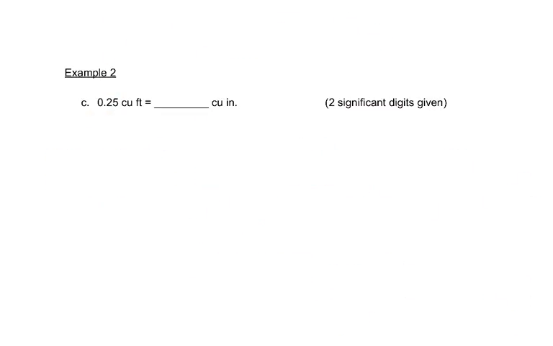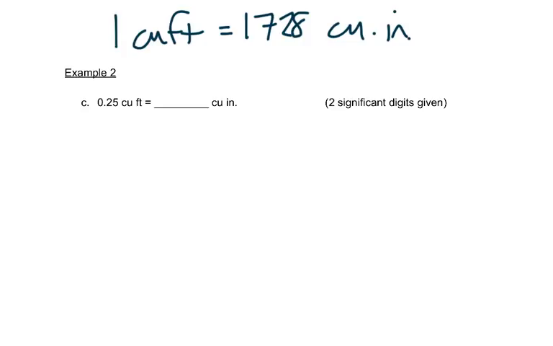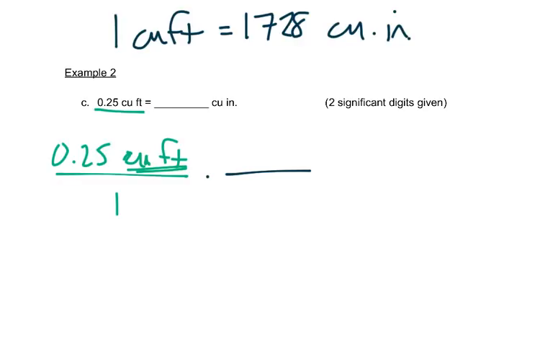Let's look at another one. Here again, this is volume. The very first item under volume says 1 cubic foot is equal to 1,728 cubic inches. So we'll start with this, and we're going to put it over 1, so 0.25 cubic feet over 1. Make yourself write the units after the number. That will help you keep things straight as the problems get more complicated.